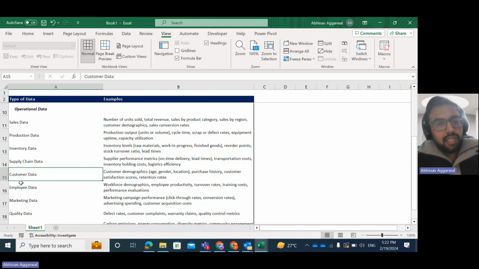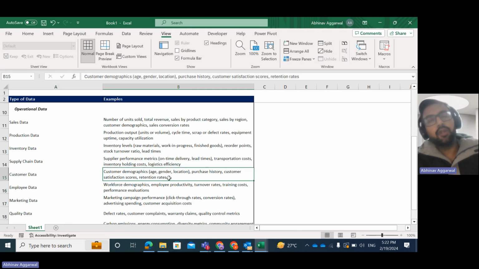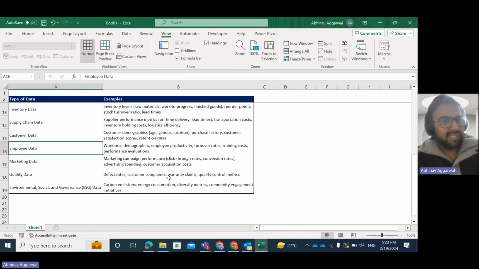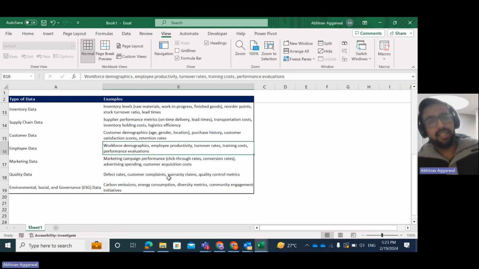When you want to evaluate customer data, you can ask for the demographics, where they are located, what is the age, what is the gender, what is the customer satisfaction score, and what is the retention rate. It's very important to evaluate the retention ratio when you are in a SaaS kind of business. Now you can evaluate employee data, looking at employee demographics, productivity, training cost, and performance evaluations. Coming to marketing data, you can evaluate the different marketing campaign performances, click-through conversion rates, and acquisition cost. Coming to quality data, you can refer to defect rates, customer complaints, warranty claims, and quality control metrics.